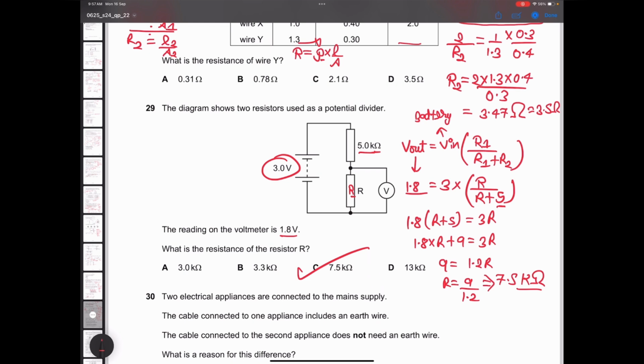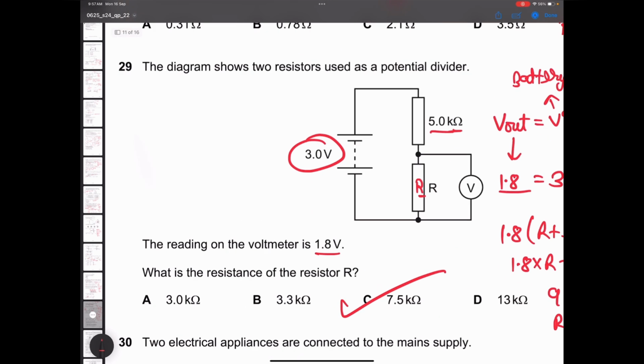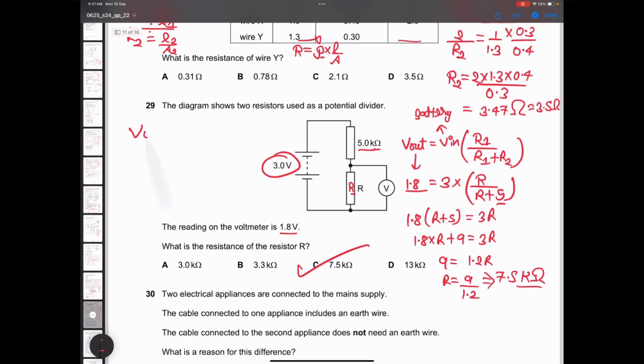I'm again explaining this question. This is a potential divider circuit. For that, we need to remember the formula that V out is equal to V in into the resistance of that particular component divided by the total resistance. V out of that component which they have mentioned is 1.8. V in is the one that you are supplying using the battery. Battery is supplying how much? 3. Then R you keep it as R plus 5. This is how we solve this question.